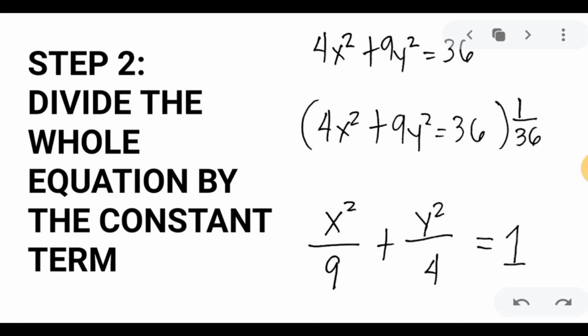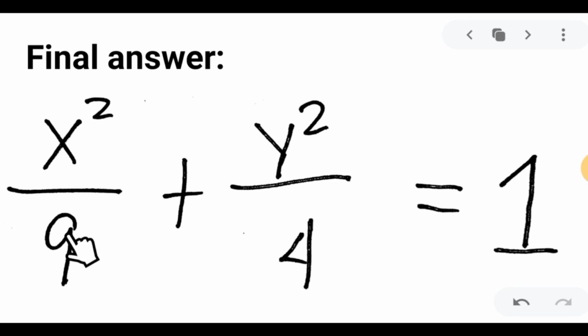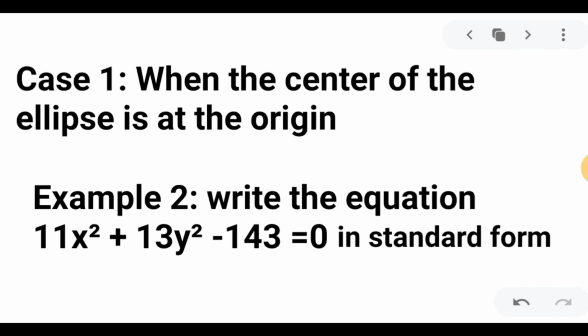And then 36 divided by 36, that is 1. 36 divided by 4, that is 9. Retain the x squared or the variable at the numerator, plus 36 divided by 9, that is 4. Retain the y squared at the numerator, and the final answer would be x squared over 9 plus y squared over 4 equals 1. Another example for case 1, wherein the center of the ellipse is at the origin, is this one.